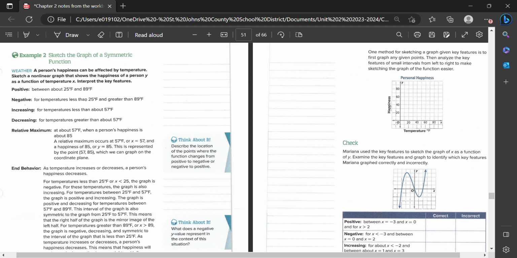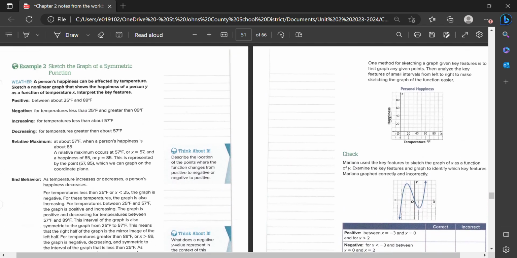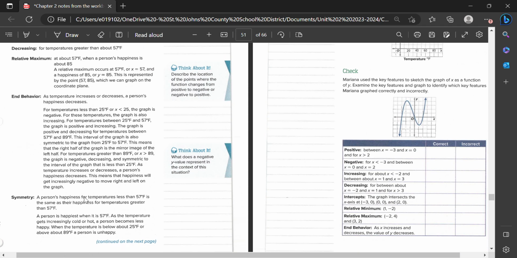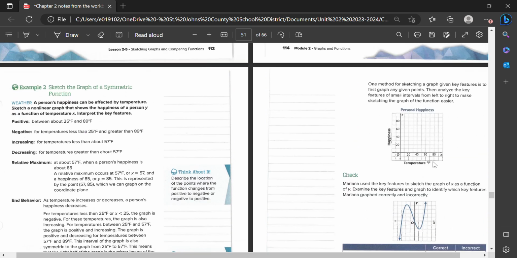The first thing we're going to want to do is look at the symmetry. Symmetry is what we want to look at first. A person's happiness for temperature less than 57 degrees Fahrenheit is the same as happiness for temperatures greater than 57 degrees. So what that's telling us is that at 57 degrees, that's where the point's going to be the highest, and that's where it's going to break from this way to this way. So it's going to break into 2.